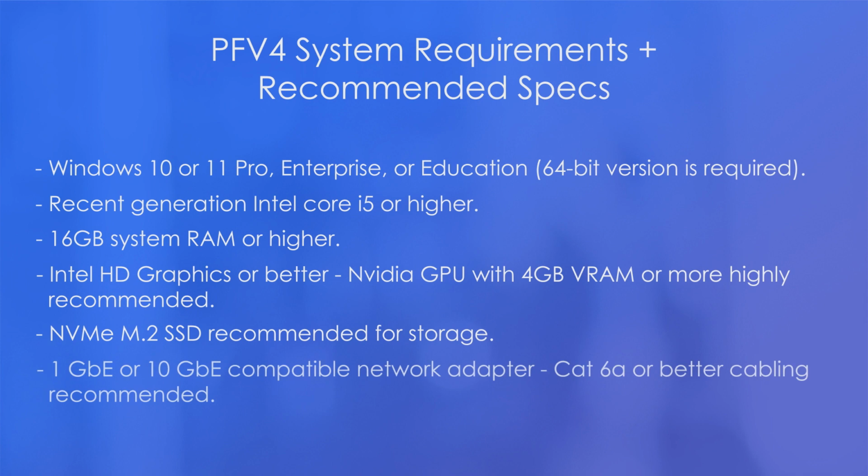1 or 10 gigabit Ethernet compatible network adapter. All modern laptops and desktops will have a 1 gigabit Ethernet network adapter, but if you're using an older laptop or USB adapter, you need to make sure it is rated for at least 1000 base T. If you plan to use a 10 gigabit Ethernet, you need either a 10 gigabit Ethernet PCIe card, and these are most commonly found and used in desktops, or a Thunderbolt to 10 gigabit Ethernet network adapter, and these are most commonly found and used in laptops. Cat6a cabling or better is recommended.